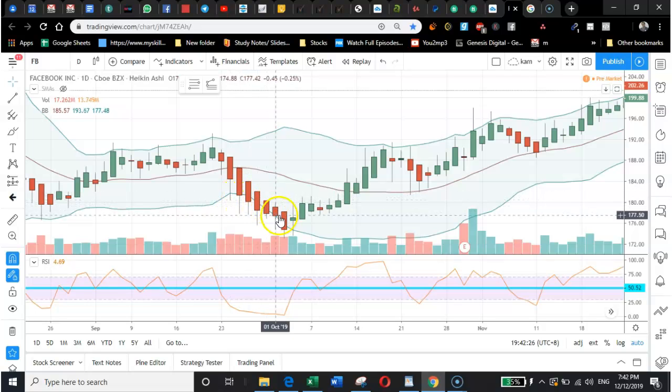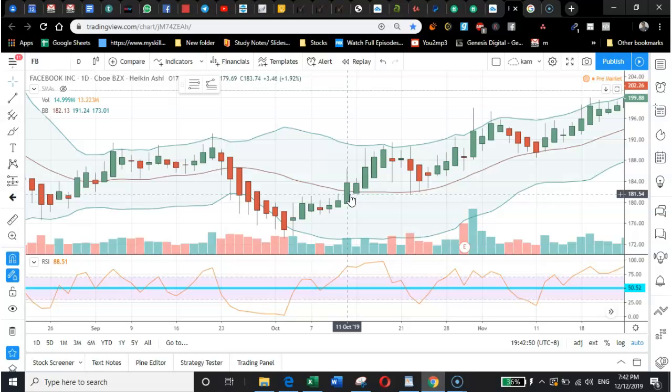The bottom line acts as support, and the price bounces off, and the top line acts as resistance, and the price also bounces off. The middle line acts as support when the price is coming down, and the middle line acts as resistance when the price is going up, like here. All right.